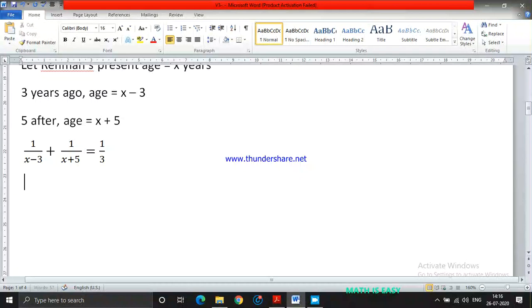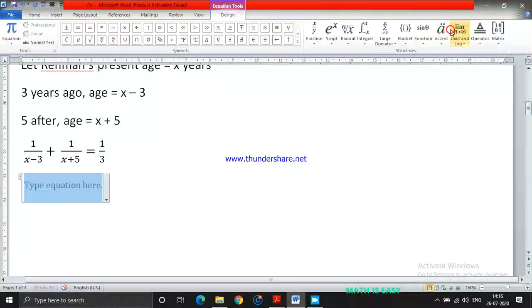Okay. So as usual, I'll go for the LCM of the denominators. What we discussed, LCM of the denominators will become the product of the terms, which is x minus 3 into x plus 5. So numerator, what comes? This x plus 5 will multiply with this numerator, and x minus 3 multiply with this numerator. So here you will get x plus 5 plus x minus 3, which is equal to 1 upon 3.